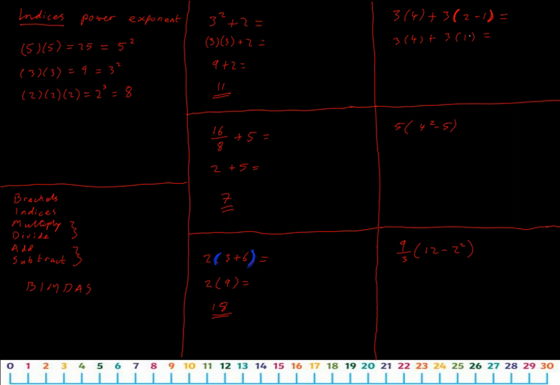Now I just have some multiply. I have 2 bits of multiply to do here. So 3 multiplied by 4 is 12, plus 3 multiplied by 1 is 3. And then 12 plus 3 is 15. And that's my final answer. And again, I did my brackets first, then I did my multiply. There was no indices to do. And then I did my addition.